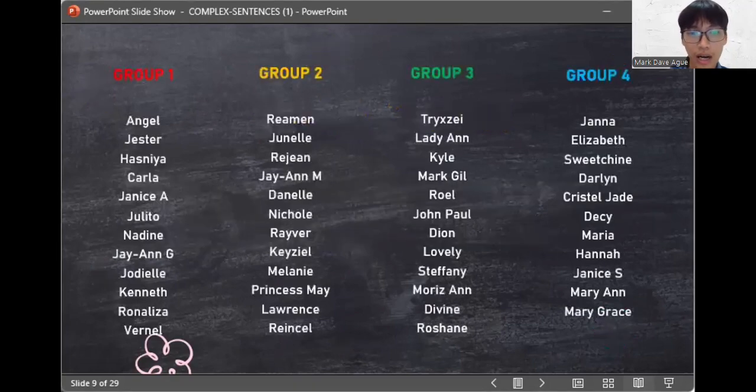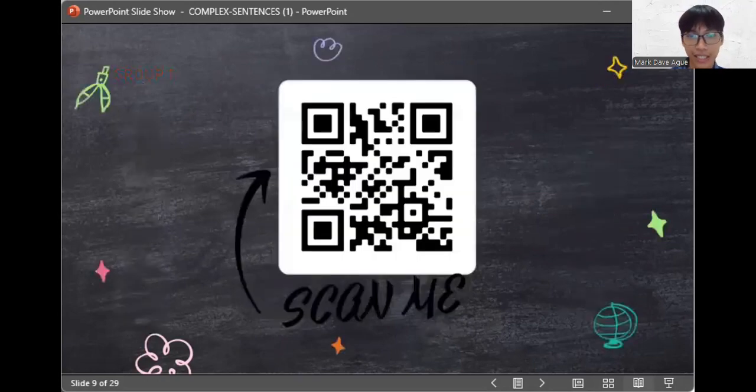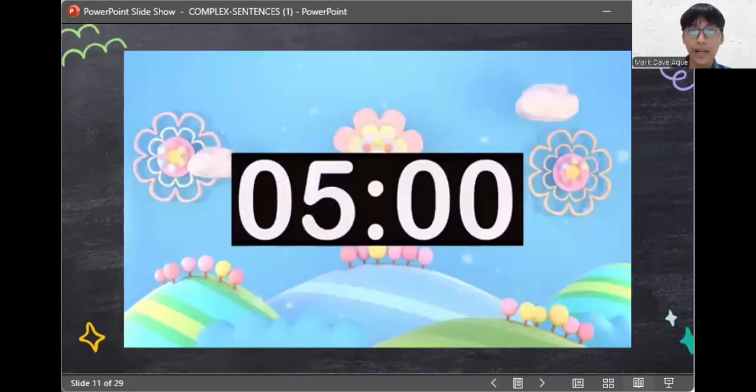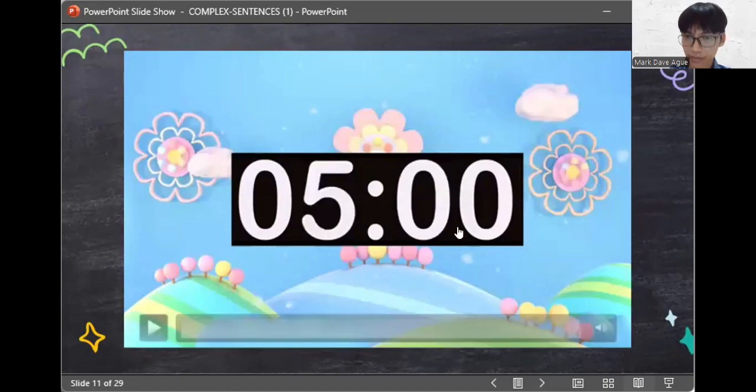These are the groups. We have 4 groups, and I will give you 5 minutes to conduct the activity. Here is the QR code. Can you scan, please? Are you done scanning? Yes, sir. Very good. Now I will give you 5 minutes. Your timer starts now.